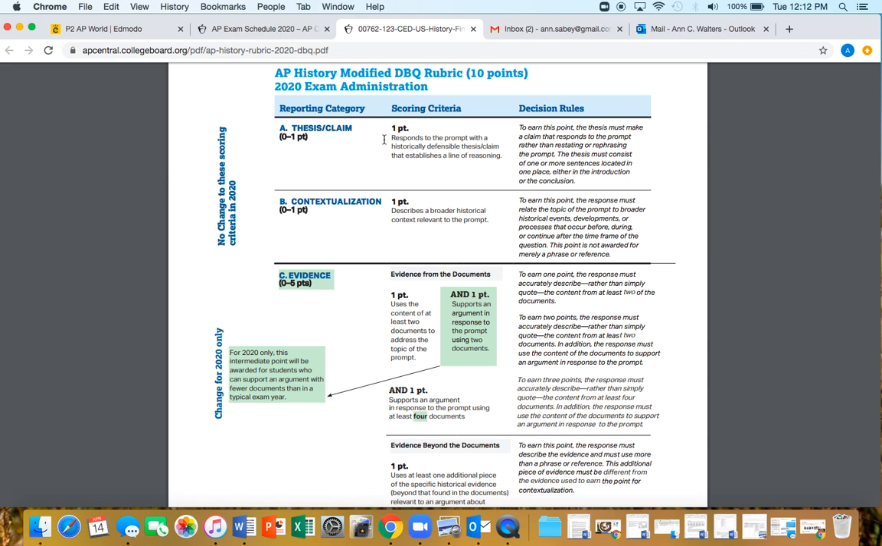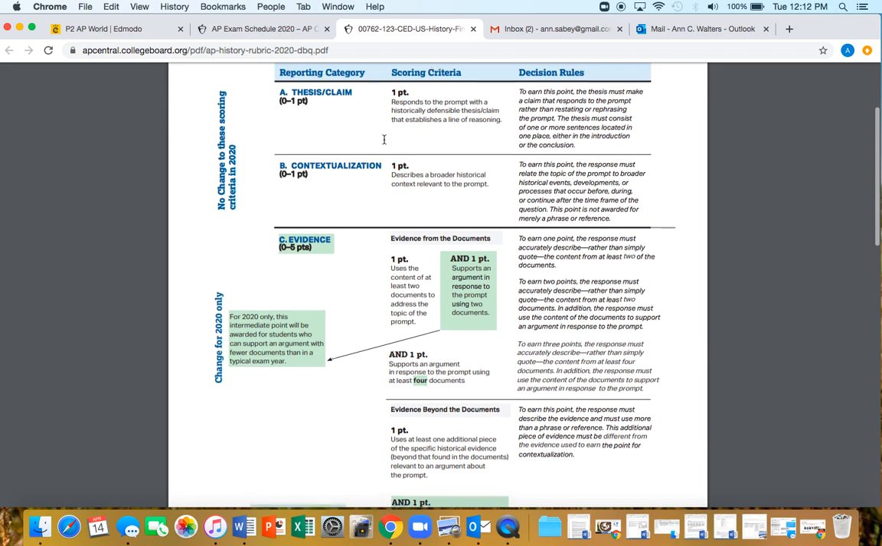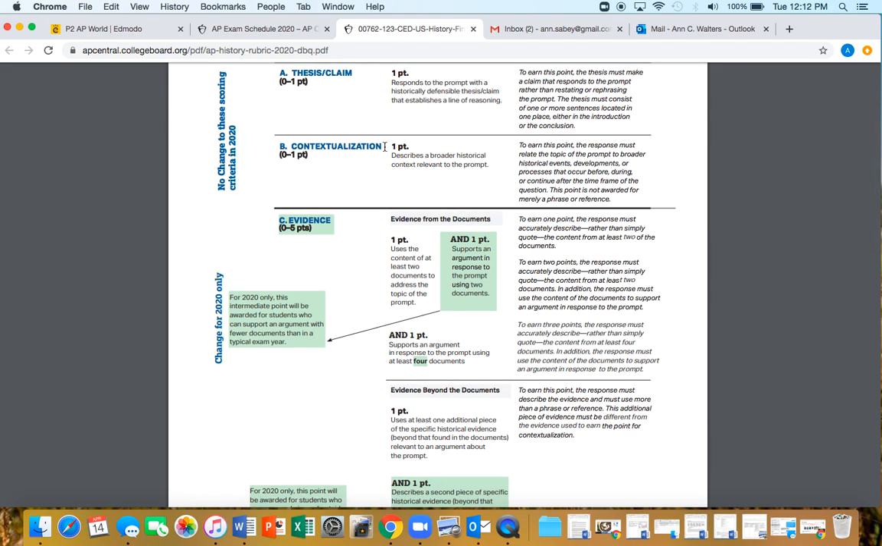You should put your thesis in your introduction, and then if you have time, you can rewrite it in your conclusion. The second point that did not change at all is context or contextualization. Context is where you describe a broader historical context relevant to the prompt. So context should also be in your introduction. It should be what you open your essay with, and it should be at least 3 to 4 really rich, complex sentences describing all the history surrounding the topic of the prompt.